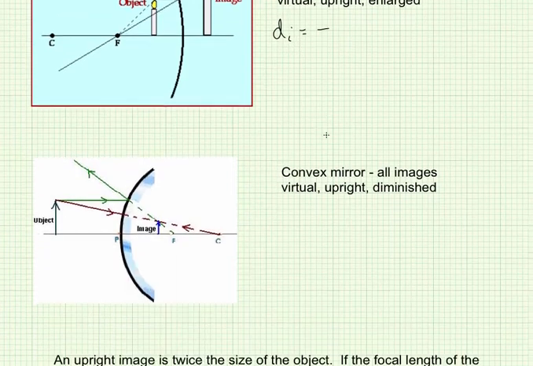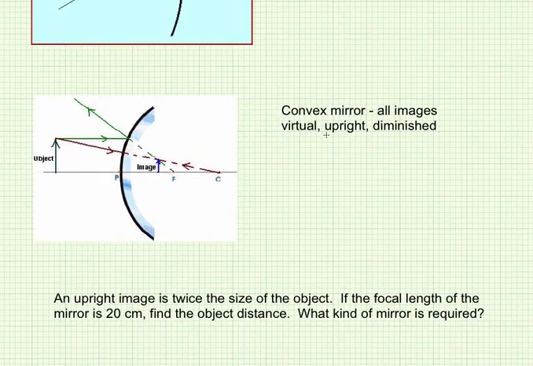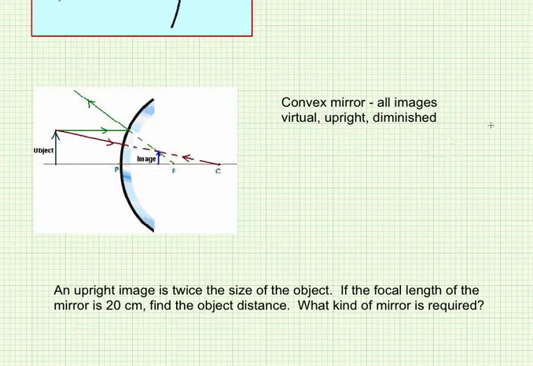And last but not least, we have the convex mirror. And in a convex mirror, all of the images are like this, no matter where you place the object. Every single time it's going to be virtual and upright. And since it's virtual and upright, we know that DI is going to be negative. Notice that I cannot make an enlarged image with a convex mirror. I cannot make a real image with a convex mirror. The only kind of image we can make is virtual, upright, and diminished.